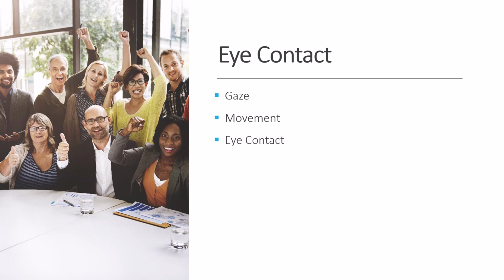Eye contact. When we talk about eye contact, we're going to talk about 3 main terms. We're going to talk about your gaze, which is where you are looking. Are you looking at the person in the face? Are you looking over their shoulder? Are you looking somewhere else? Are you looking at your shoes?